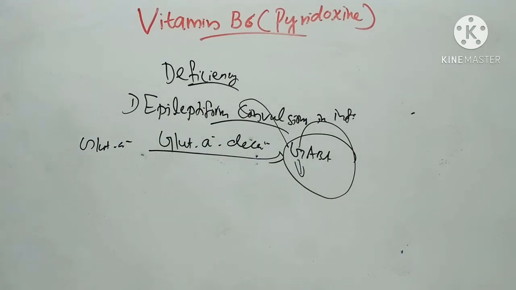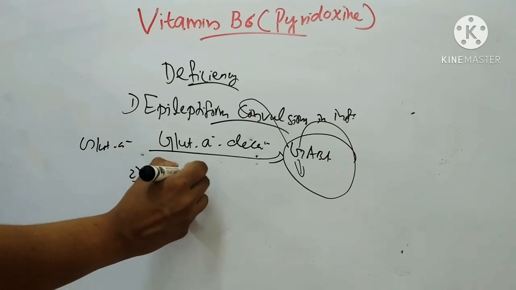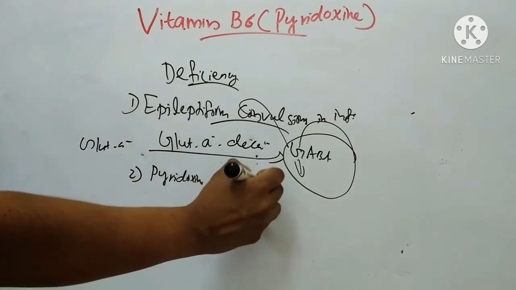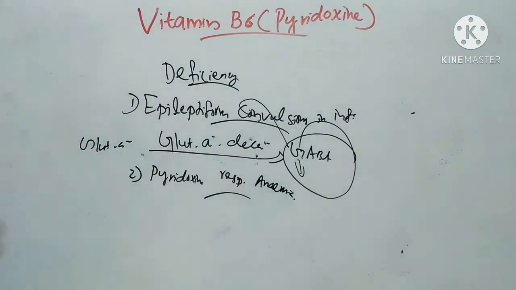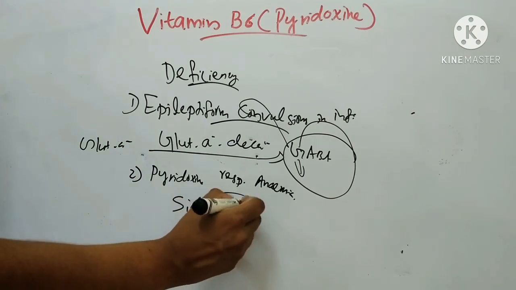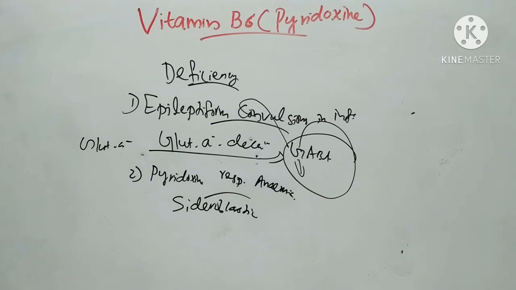Next one is pyridoxine responsive anemia. A hypochromic microcytic anemia called sideroblastic anemia, with high serum iron level and hemosiderosis of liver, spleen and bone marrow, may occur with this vitamin B6 deficiency. Pyridoxal phosphate is required as a coenzyme in the reaction by which alpha amino beta keto adipic acid is decarboxylated to delta amino levulinic acid in heme synthesis. So in B6 deficiency, heme synthesis suffers and iron cannot be utilized.